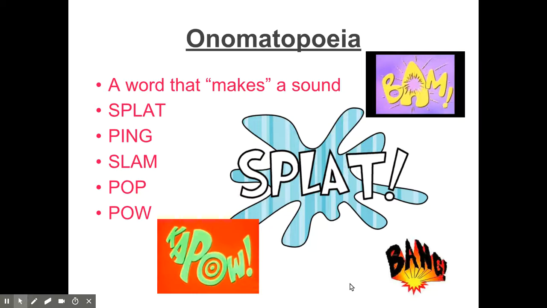Onomatopoeia is your sound effect words. Those are pretty easy. You've got splat, ping, slap, pow, pop. All of those are sound effects. So if you're trying to create a sound or if the author's trying to get you to hear something to activate those five senses, they might use an onomatopoeia to kind of elevate your understanding.